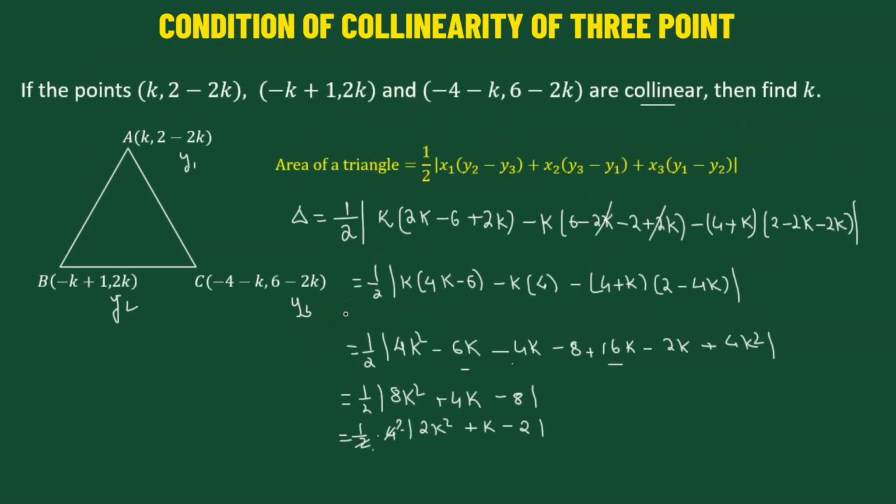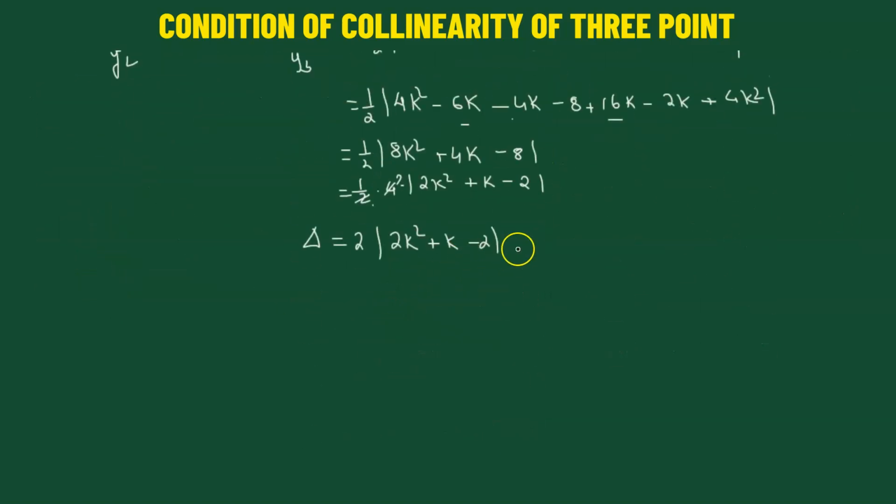However, we are given the condition that these 3 points are collinear, meaning A, B, and C are collinear in nature. Collinearity means that any one of the points lies on the line joining the other 2 points. For example, point A lies on the line joining B and C. Point B must lie on the line joining A and C, and point C must lie on the line joining A and B. In any case, the area is always equal to 0 because they're collinear. That's the property of collinearity. So we can equate this to 0.